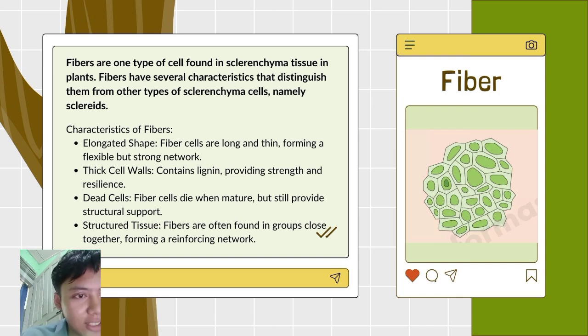And second is thick cell walls containing lignin, providing stretch and resilience. Three is dead cells. Fiber cells die when mature but still provide structural support. And last is structural tissue. Fibers are often found in groups close together, forming a reinforcing network tissue.